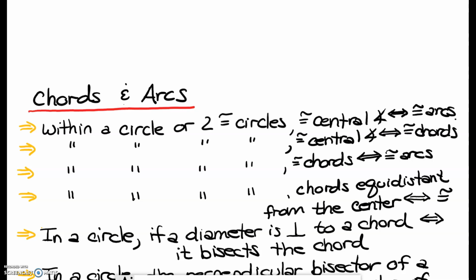In this video, we're going to be taking a look at chords and arcs. So before we get started, let's draw a circle and define what an arc is and what a chord is. You should already know what an arc is. If this is A and this is B, the arc AB is this. And arcs are measured in degrees. So what is a chord?